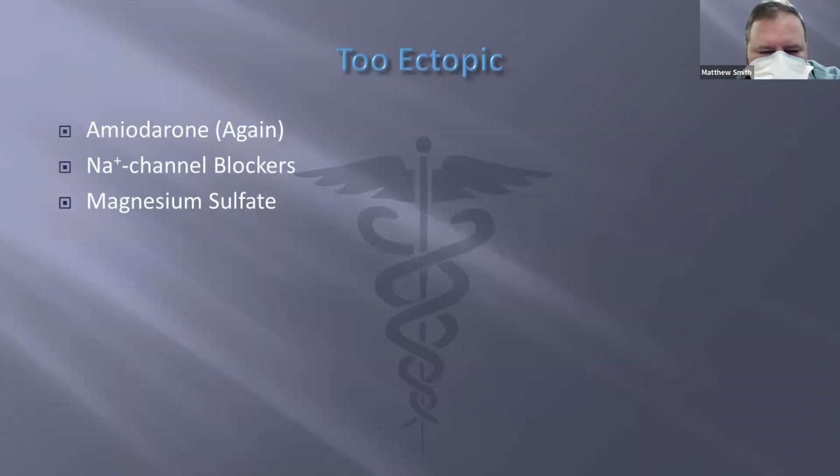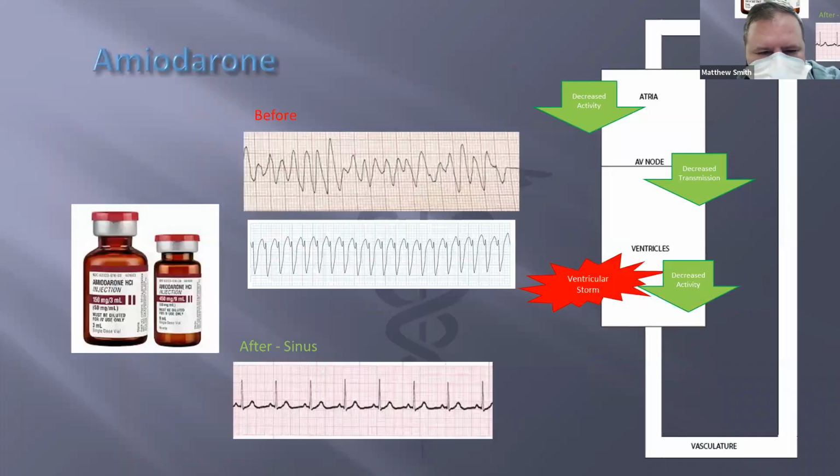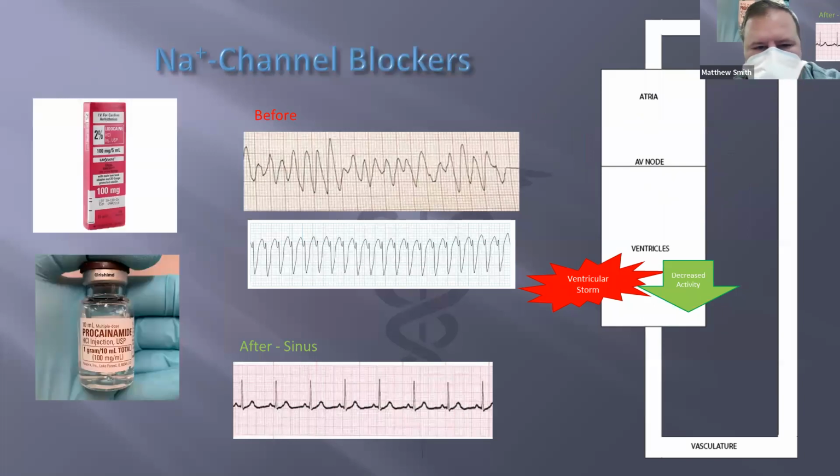And then we're going to think about our rhythms that are too ectopic. So again, for ectopic rhythms, we have amiodarone, which is going to suppress ventricular activity. We're going to have, in addition to that, sodium channel blockers like lidocaine or procainamide, both of which will suppress activity in the ventricles. All right, so again, our sodium channel blockers are going to suppress ventricular activity, particularly when we have inappropriate activity in the ventricles like VFib or VTAC. And then we're going to reduce that intensity and hopefully allow us to restore a normal ventricular rhythm.